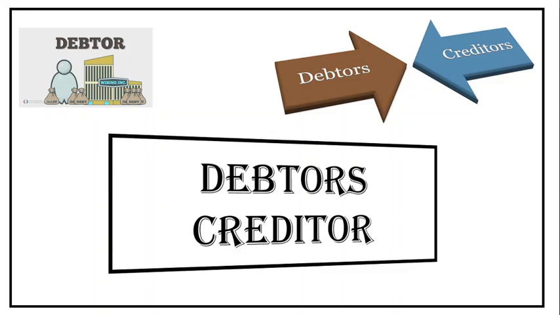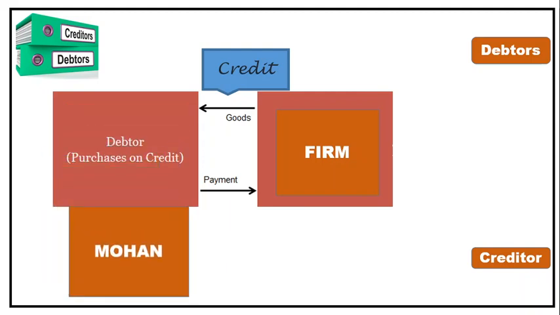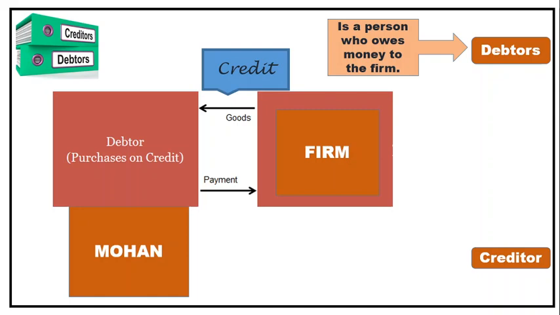So let's understand this concept. Here we are going to introduce these two terms, debtors and creditors. A firm sells goods to Mohan, and of course he's supposed to pay the money, but this is on credit, so Mohan hasn't paid the amount to the firm. Now for the firm, Mohan is a debtor. Why? He purchased the goods on credit. So who is a debtor? A person who owes money to the firm is called a debtor.